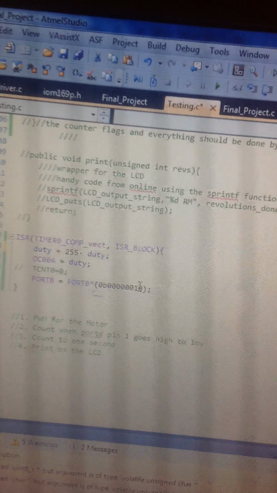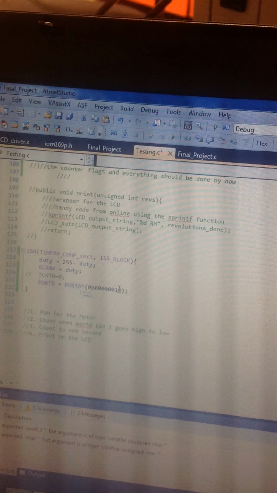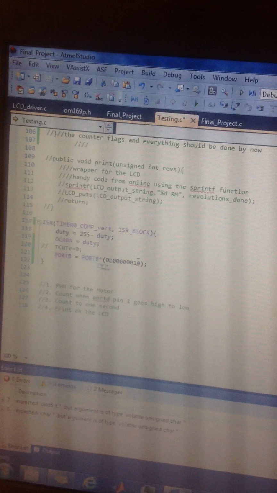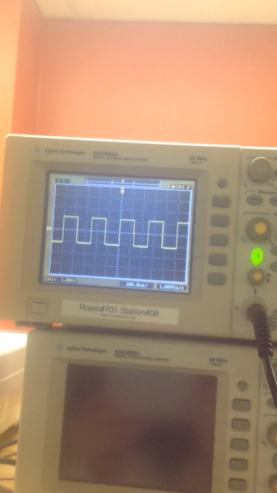So for pin 1 of port B, that's being used for the wave, for pulse width modulation, and that's a 1, so we're exclusive ORing it. So if port B was originally a 0 in the pin 1 place, it becomes a 1, and if it's a 1, it becomes a 0. So that's really the code, and if you look up here, this was before with the 50% duty cycle.